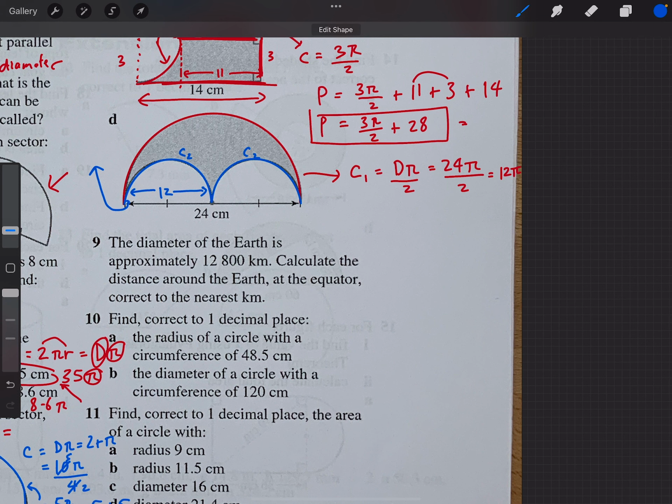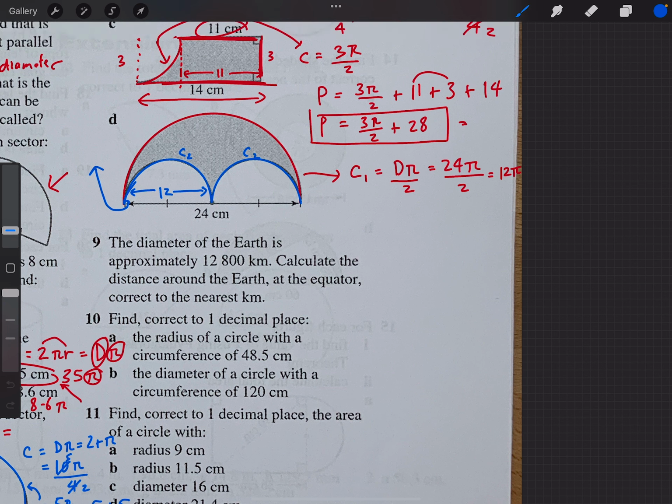So to find the perimeter, we have to add C1 plus C2 plus C2. Now C2 plus C2 is just half of a circle, and the other C2 is another half. So if you add them together, you get a full circle. Okay. So let's find the circumference of a full circle. Right.